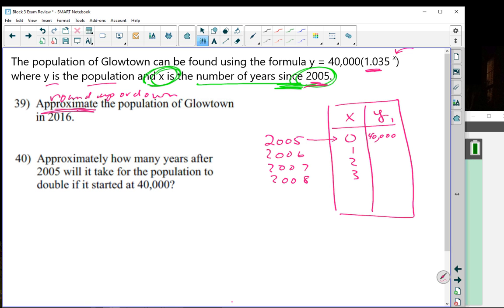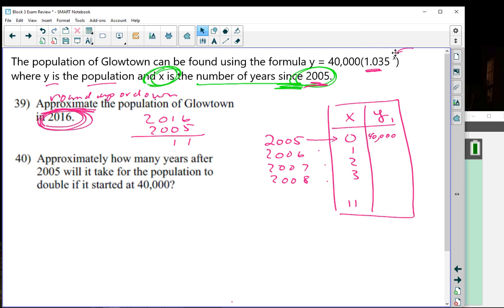Okay. In 2016. So how many years is that going to be after 2005? How can I find it real quick? Can I not just subtract them? So I need to find 11 on my calculator. Hello, you guys with me? Yep.